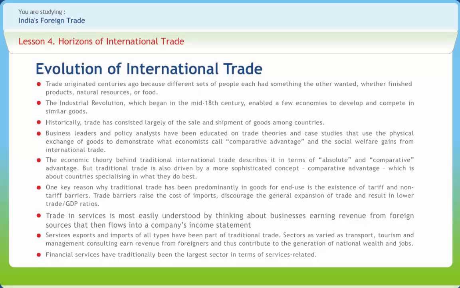Financial services have traditionally been the largest sector in terms of services-related FDI and sales from foreign affiliates, but the financial services share is slipping, as many other forms of services, from technology installation to management advice to entertainment, are being delivered internationally via investment in foreign affiliates.